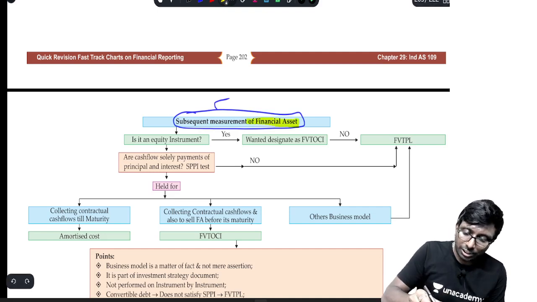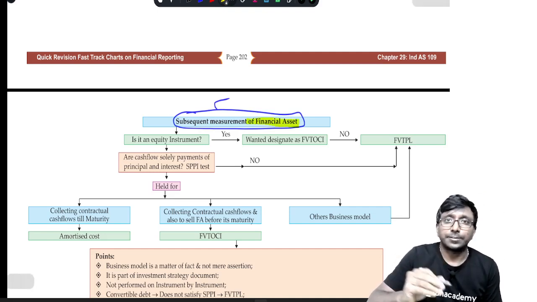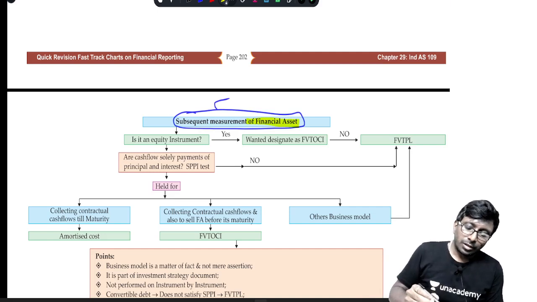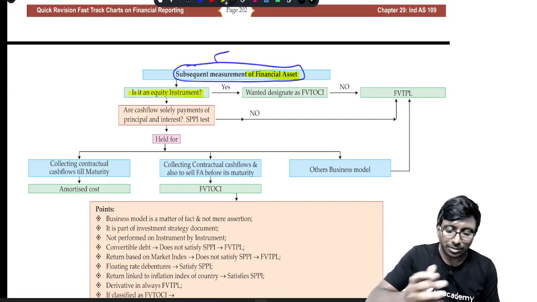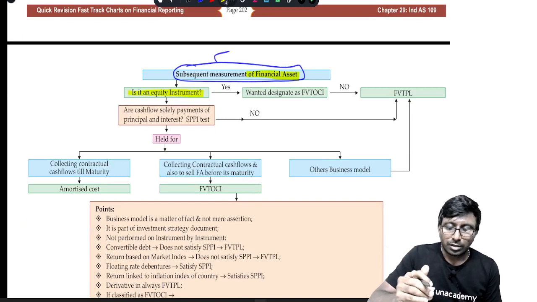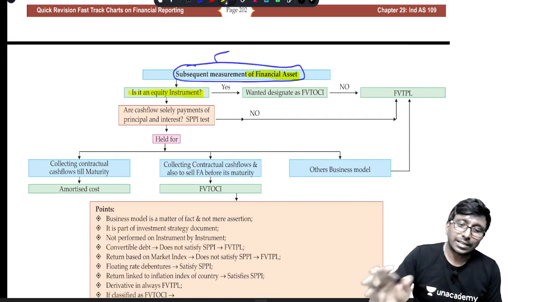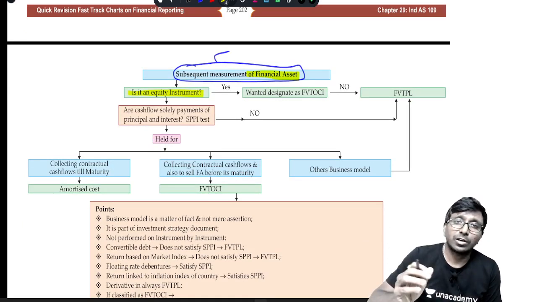Now we will start with financial assets. First we'll ask, is it an equity instrument? One small diagram. With this diagram, the classification we have already done will all work out.